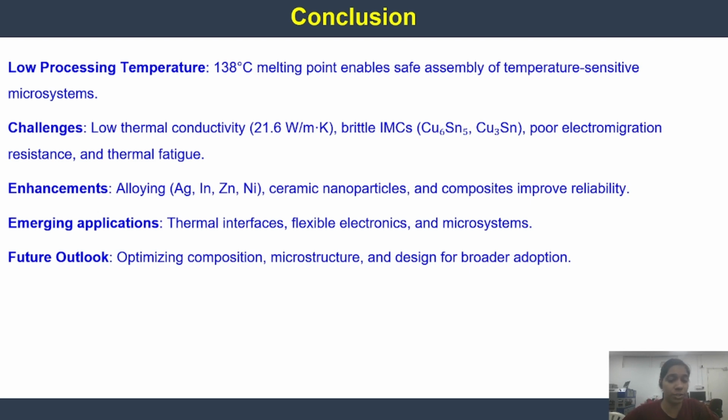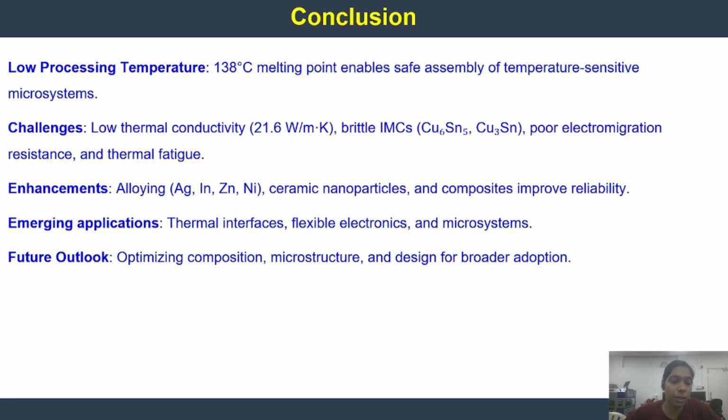It has some key challenges, for example, formation of brittle intermetallic compounds such as Cu6Sn5 and Cu3Sn, and poor electromigration resistance and thermal fatigue concerns remain significant challenges. It has some promising enhancement strategies: addition of some minor elements such as Ag, zinc, nickel, and indium, and some ceramic nanoparticles or some composites improves reliability and shows the potential for addressing inherent limitations.